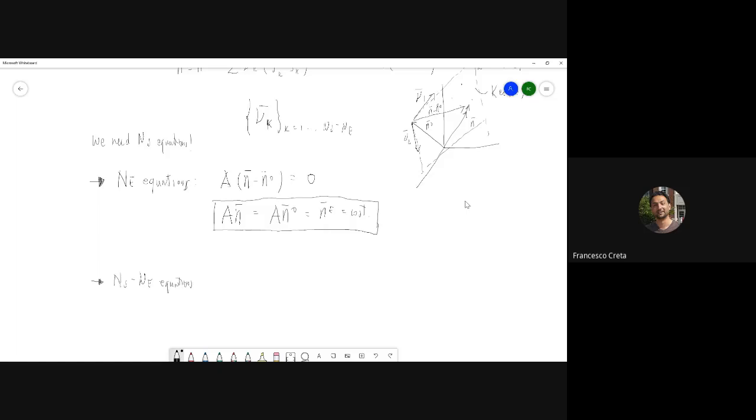So the remaining equations will be clearly Ns minus Ne. And how do we find those? Well, we need to find essentially the basis of the kernel of A. So these Ns minus Ne vectors.